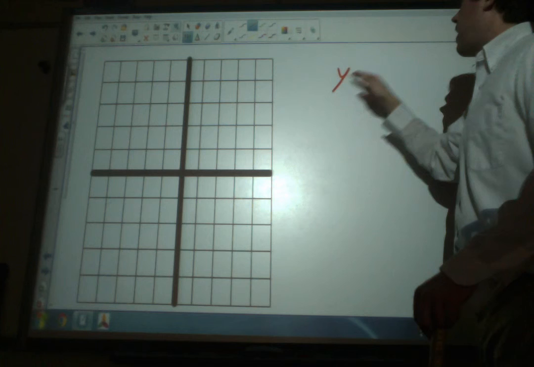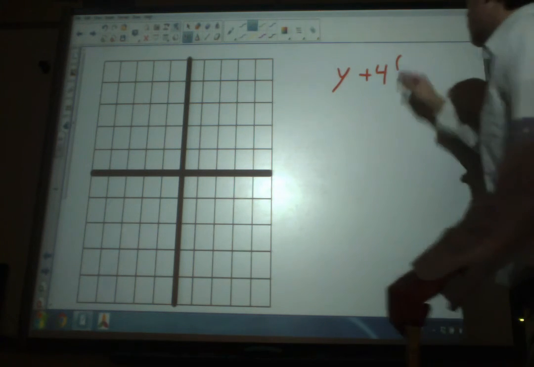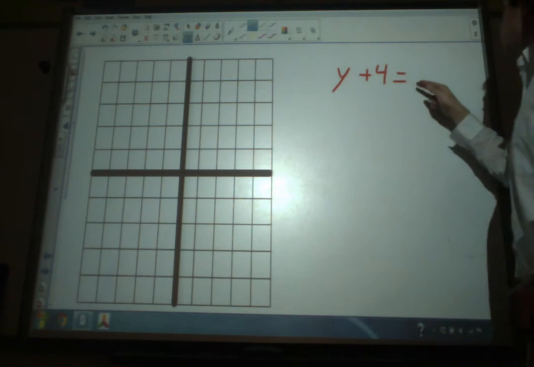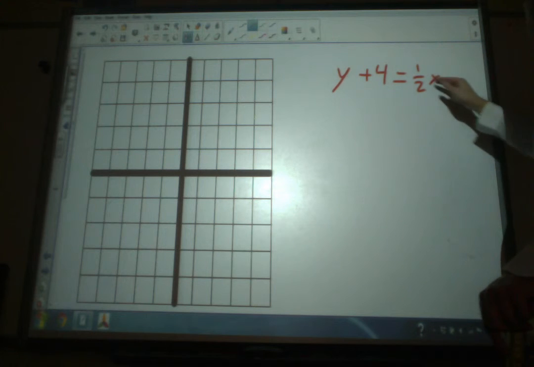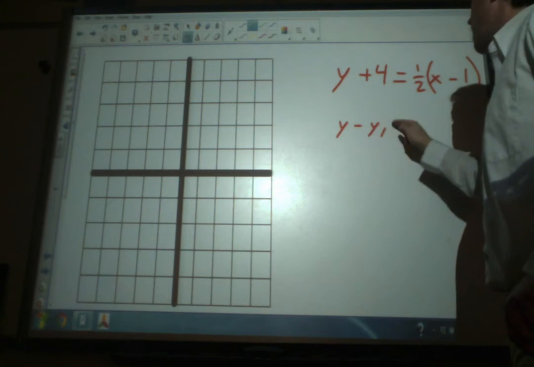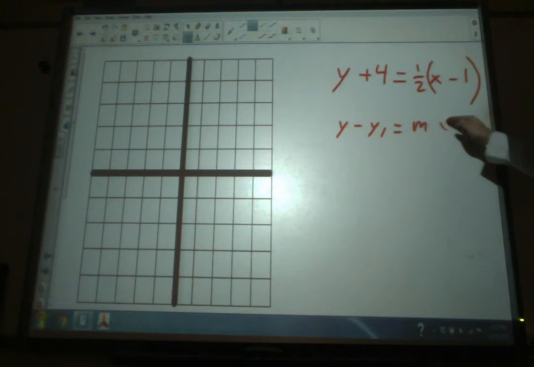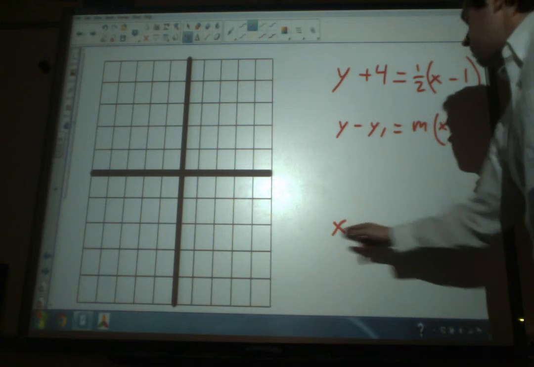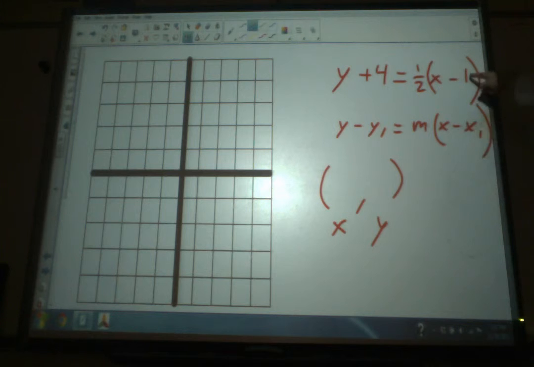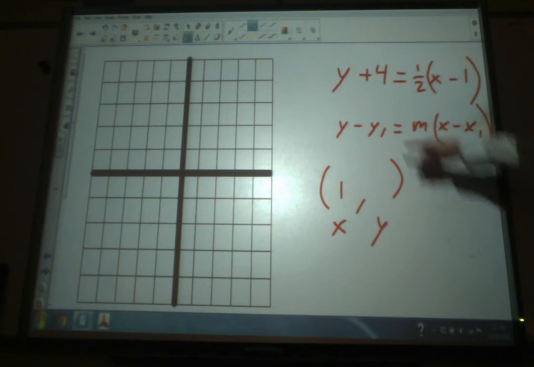Okay, let's look at one more example. Let's say we had y plus 4 equals 1/2 x minus 1. Okay. Remember what the formula is. It's y minus y1 equals m times x minus x1. Okay. So again, we've got to start off by finding our first point. We need the x and the y for the first point. Well, the x is 1. That's really easy. Okay. The y.